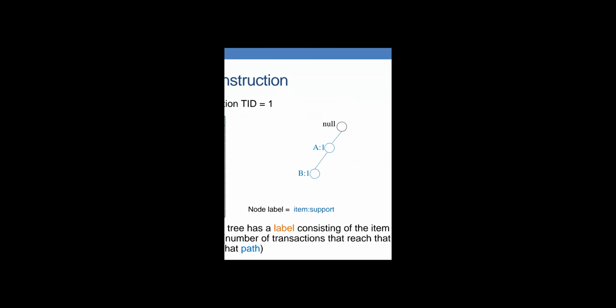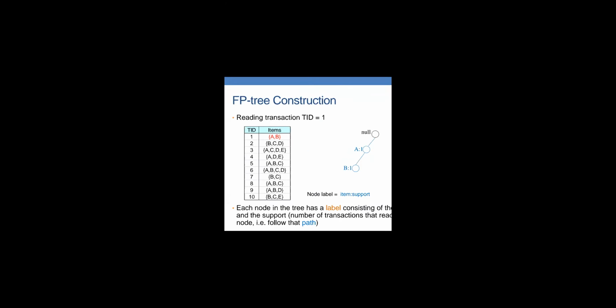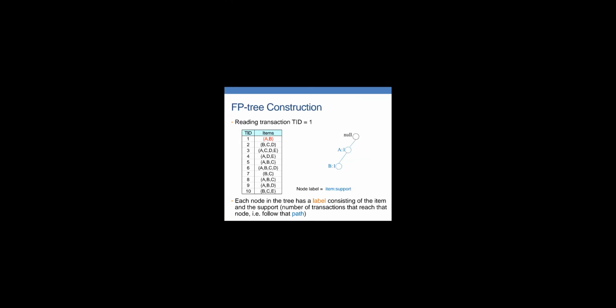So like this you draw. This is the null, that is transaction 1, and A is used only once, which is represented as 1. B is used only once, so B is represented as 1. On the left, the node label is item and support. In each node, the tree has a label consisting of the item and its support, the number of transactions that reach that node and follow that path. So the first transaction is completed.